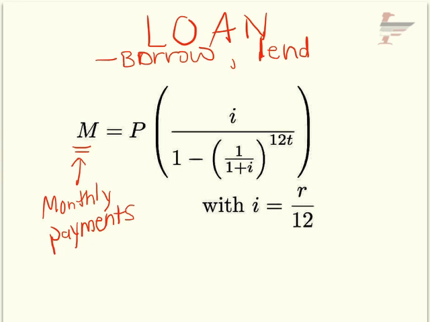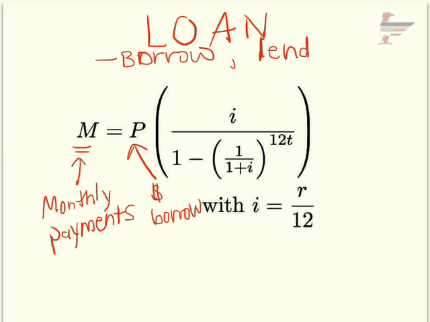M stands for your monthly payment. So if I want to know what my monthly payment is, P would be how much you borrow. Okay, so P is the money that you borrow. M is your monthly payment. I is defined down here. Obviously, your interest rate divided by 12, and T is time in years.